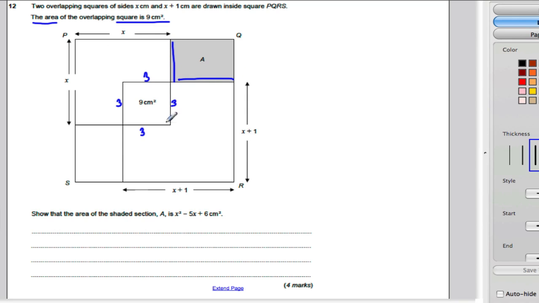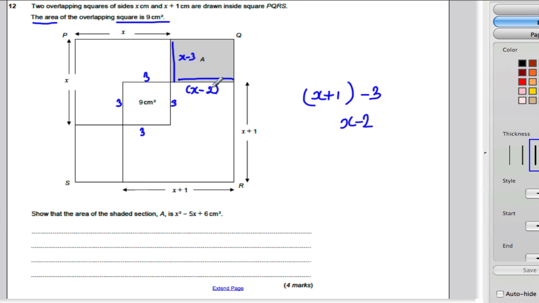The total height of this square is x. And if we subtract the 3, we're left with what this is. So this here must be x minus 3. And to get this one here, this whole length is x plus 1. If we take away 3, we simply get x minus 2. So this length here must be x minus 2.